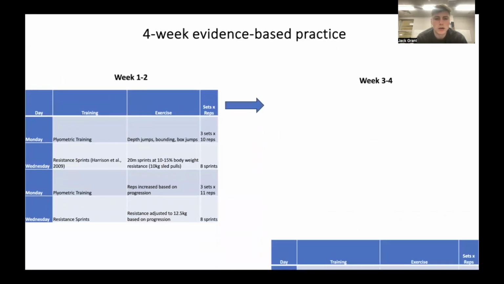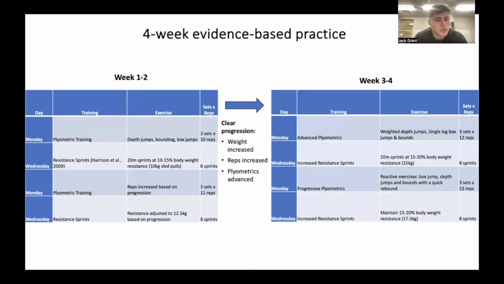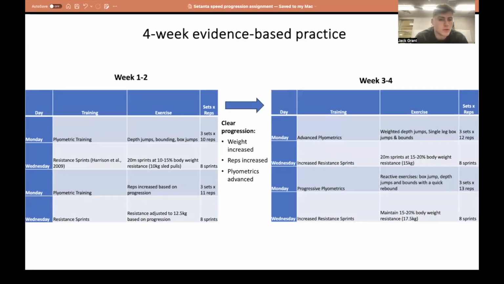So moving on to our programming, we started off with simple plyometric training of 3 sets and 10 reps: depth jumps, bounding, box jumps. We started off with our resistance sprints, 20-meter sprints, and we chose 10 kg for the initial cycle. We progressed the plyometrics by adding a rep to have that clear progression onto the next week, and the resistance sprints just added 2.5 kilos every week we progressed.